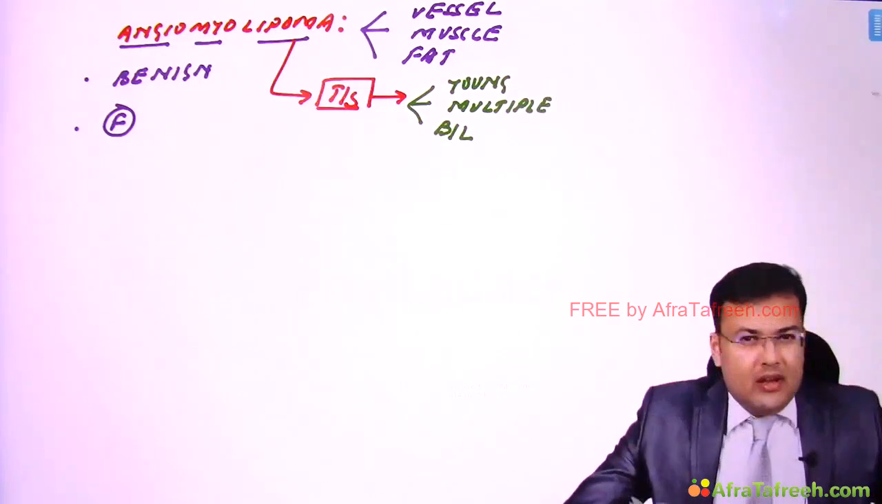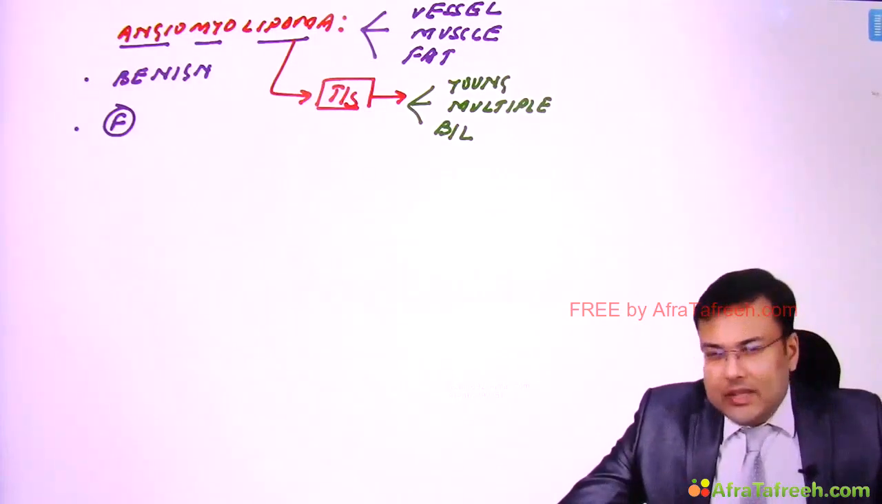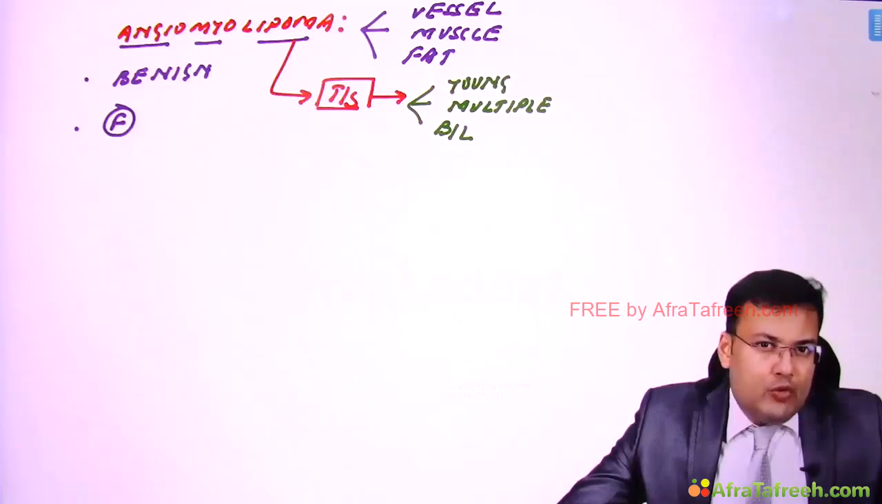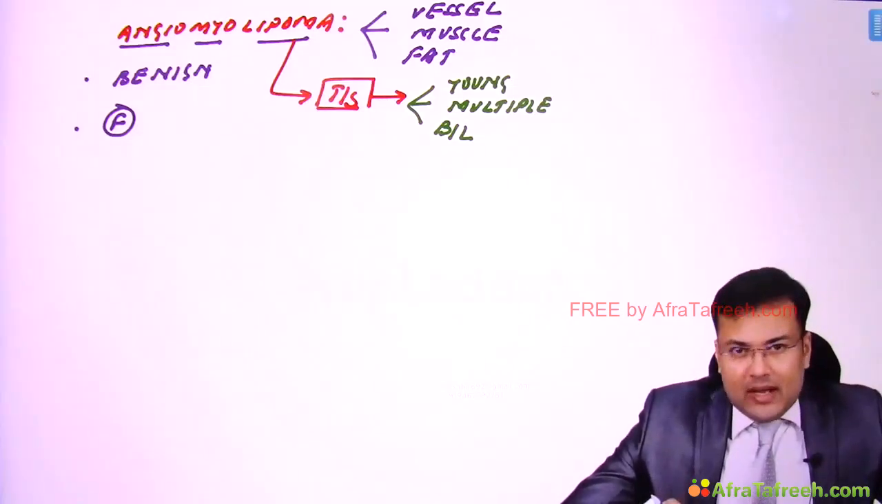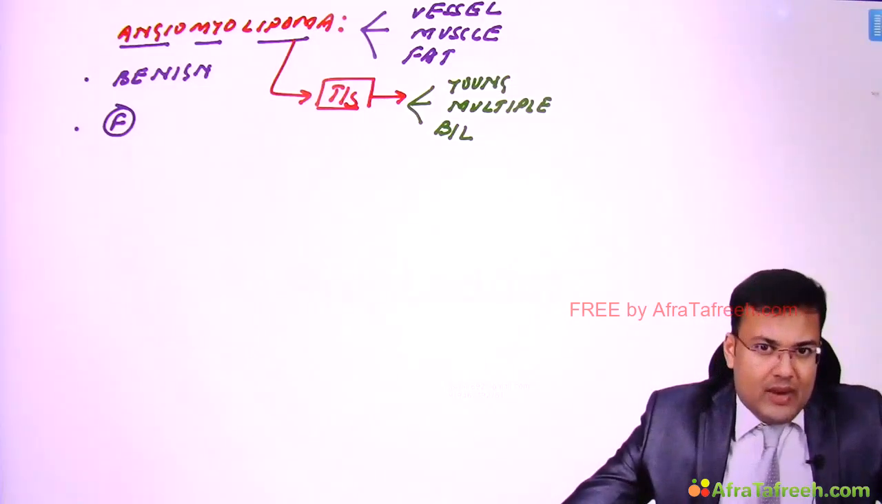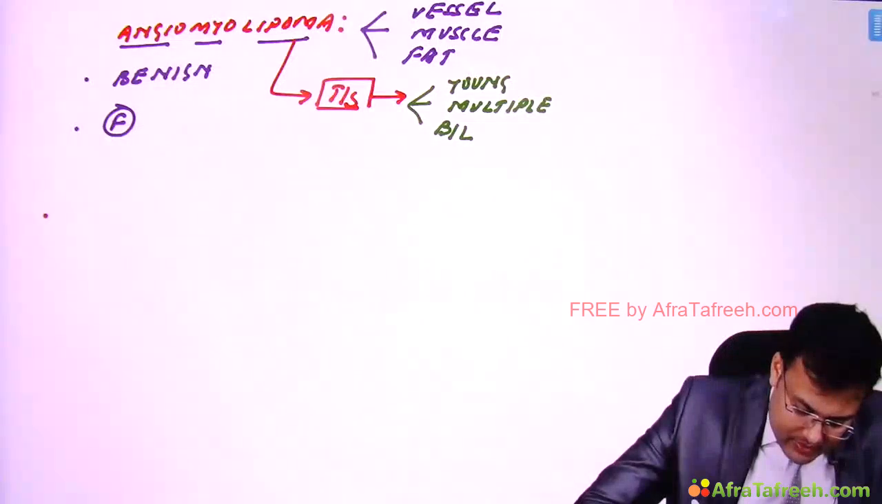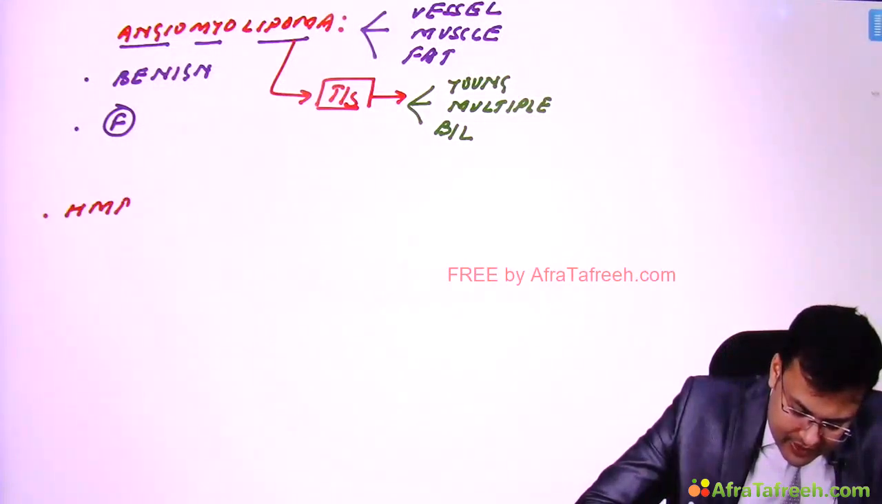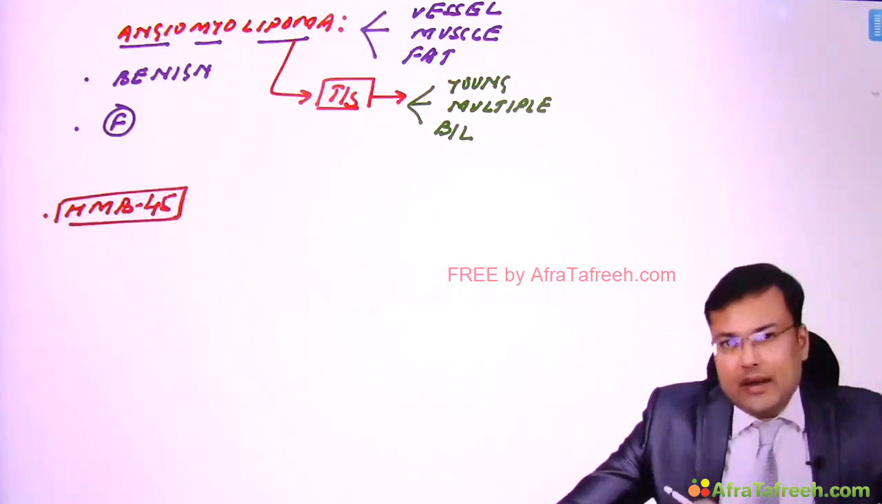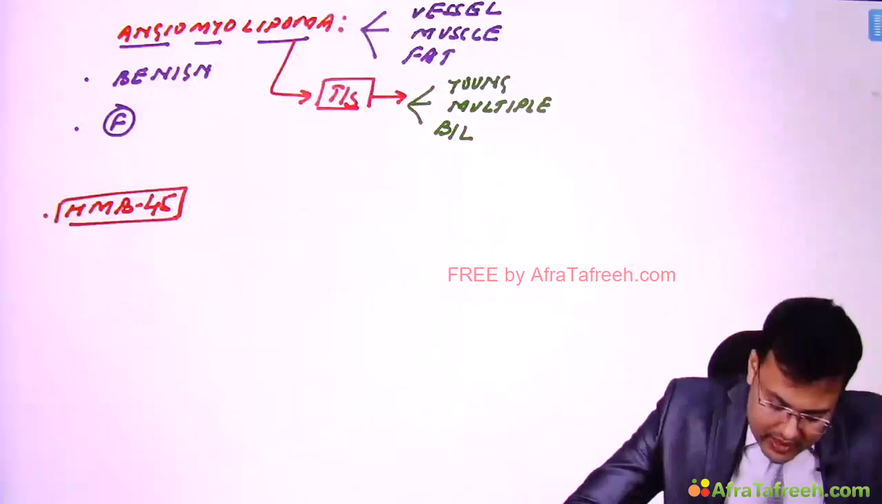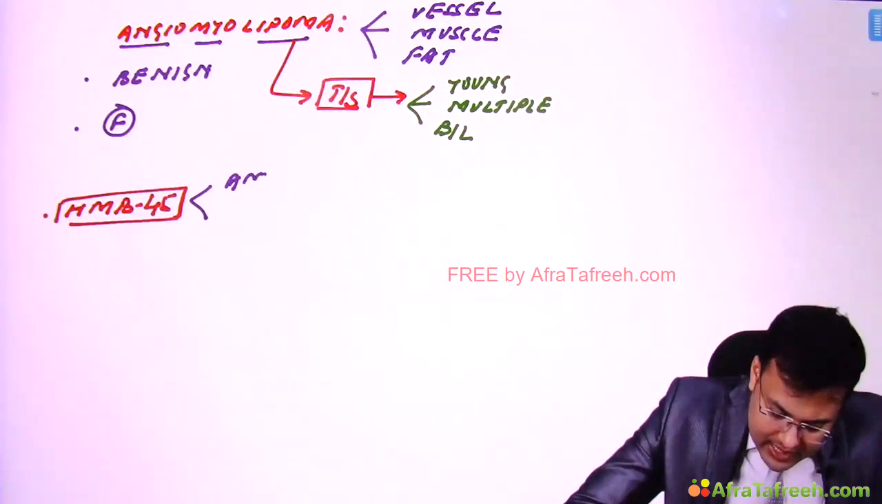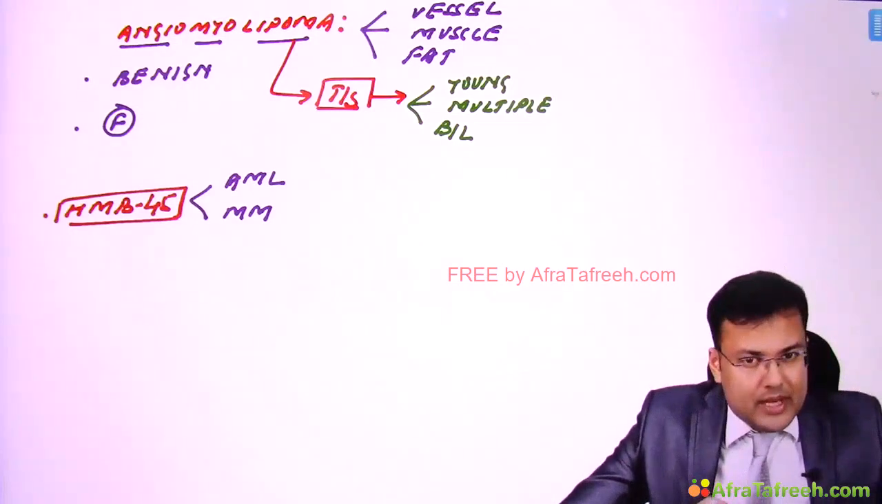Clear? There are 2-3 questions which are asked in pathology also, that on immunohistochemistry there is one marker which is positive in angiomyolipoma as well as malignant melanoma. So what's that marker? The marker is HMB45. So HMB45, this is a marker which is positive in angiomyolipoma and in malignant melanoma. This was asked many times.